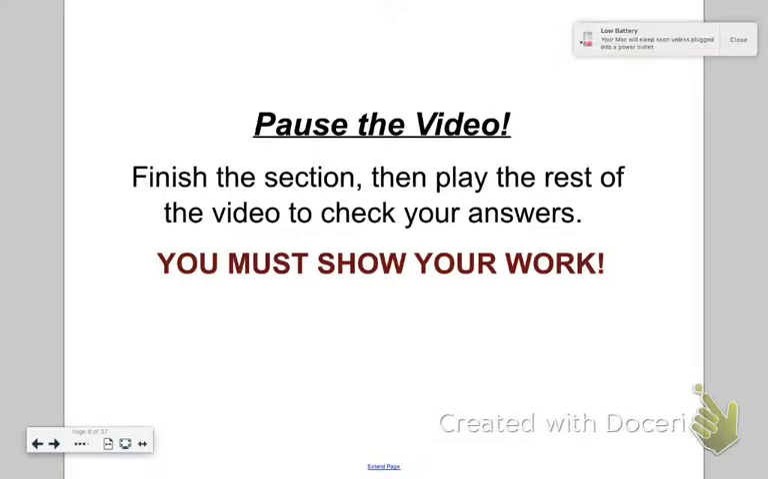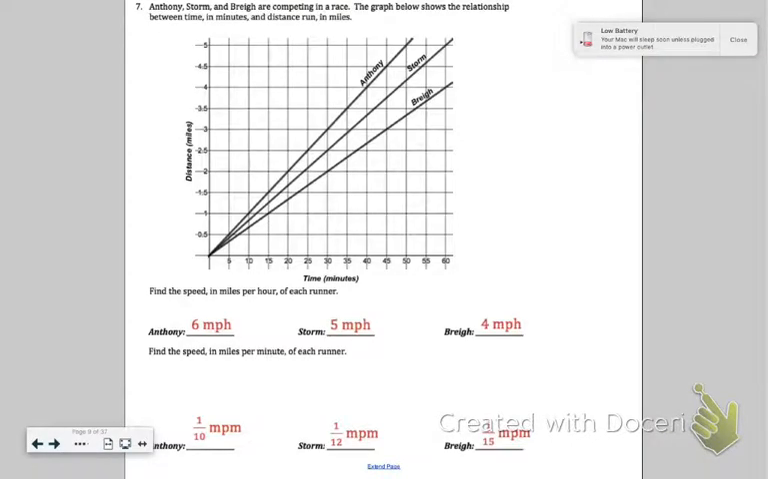All right, here come the answers. For number 7, we see that the speed was 6 miles per hour for Anthony, 5 miles per hour for Storm, and 4 miles per hour for Bree. And then when we find the miles per minute, remember I'm scaling down to 1 minute for those. Anthony was 1/10 a mile per minute, Storm was 1/12 a mile per minute, and Bree was 1/15 a mile per minute.